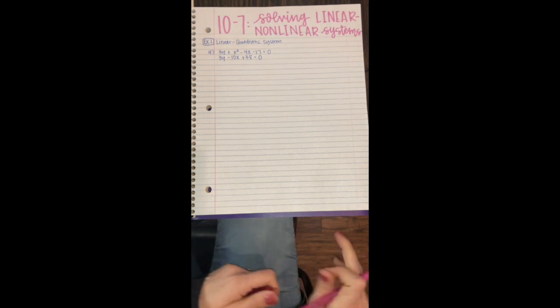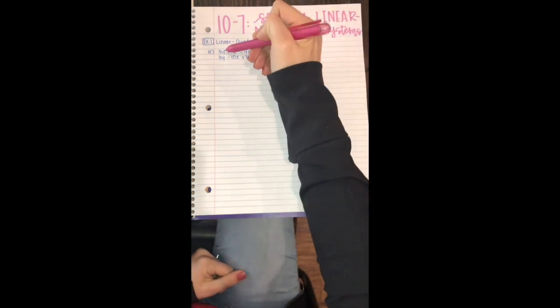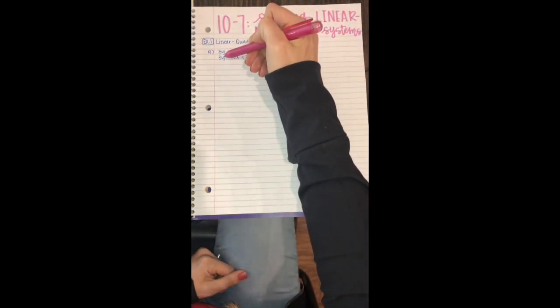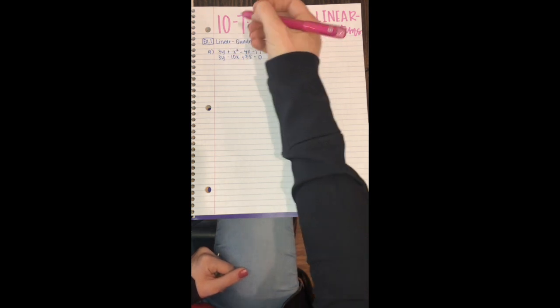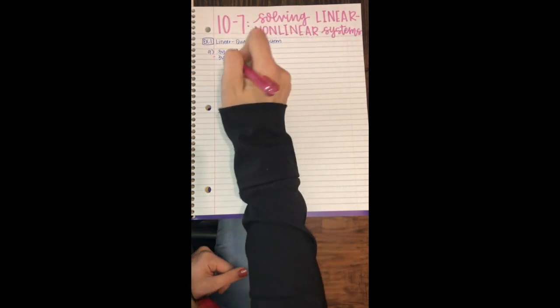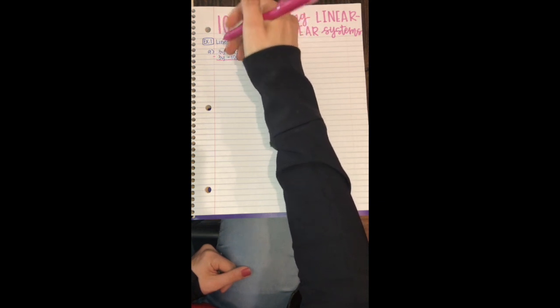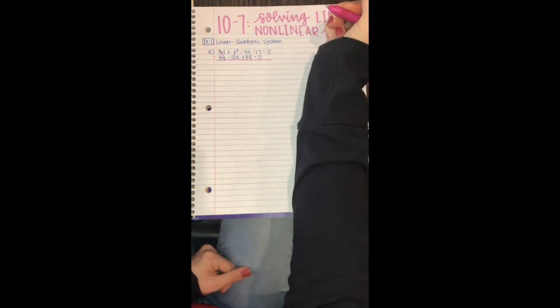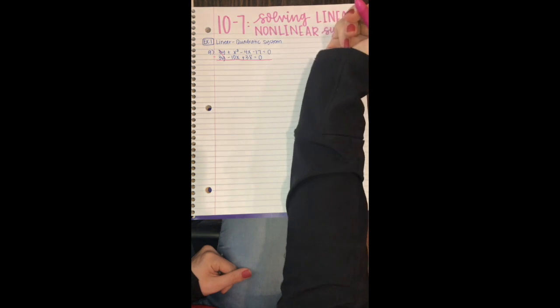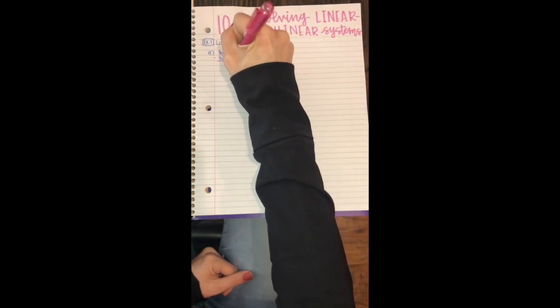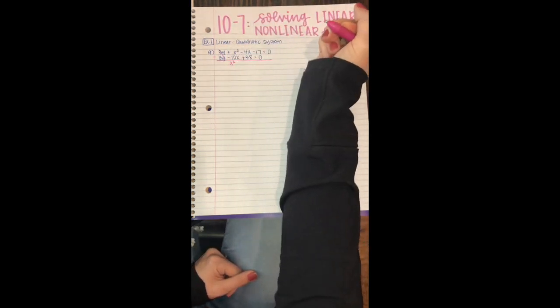What I noticed first is that these 3y's match. Now they're both positive, and you need one to be a different sign in order to cancel. So we're going to subtract this bottom row, and we're going to subtract everything. So 3y minus 3y will cancel. X squared minus, there is no x squared, so it would stay x squared.